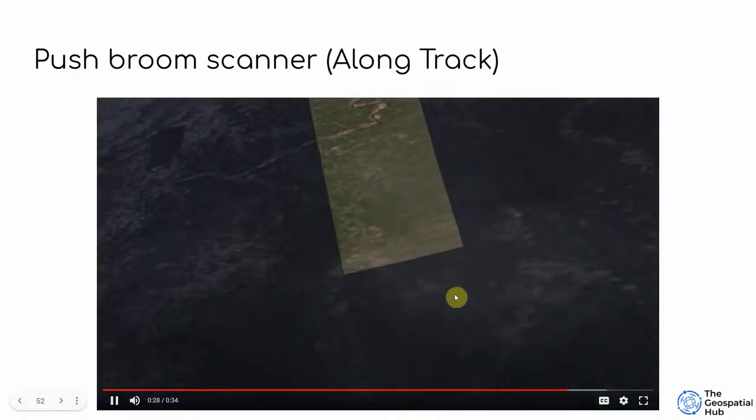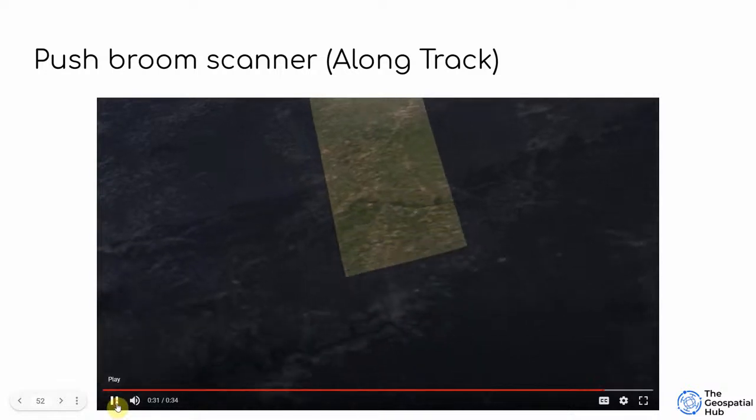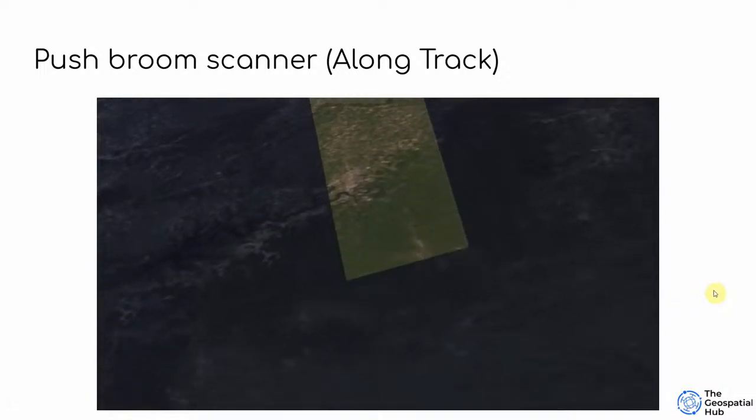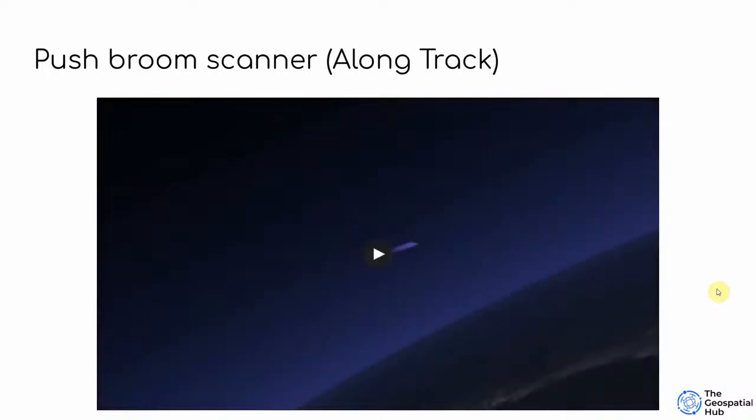So it is moving forward this way, and this way, and this way. That is why it's called push broom. You're pushing the broom forward, like rolling the carpet or the rug forward. But compared to the across track, which is going this way, the push broom is moving this way. So basically, those are the different types of scanning we have.